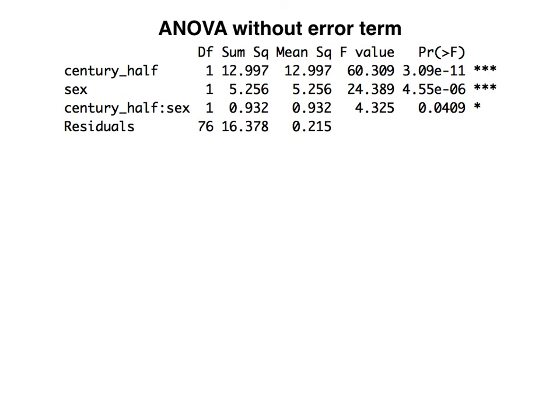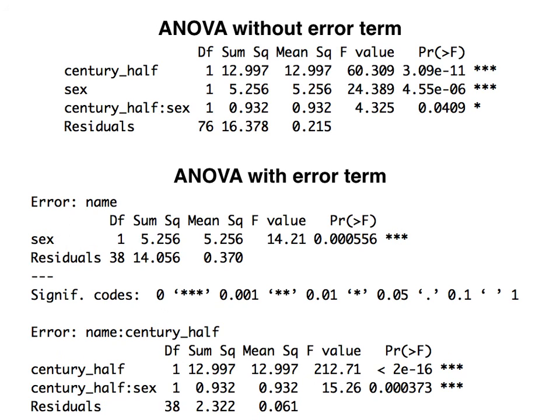Okay, let's see how our new ANOVA compares to our old one. First, here's our ANOVA without the error term, and then our ANOVA with the error term. First, looking at our between name variable, we see that the F value has gotten smaller. However, for our F values for our within name variables, we see the F value has gone up.